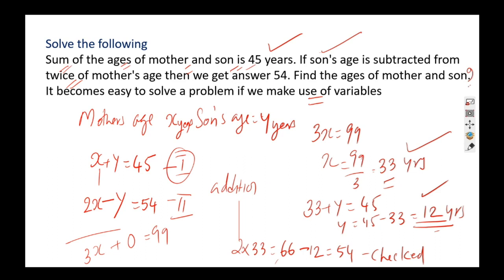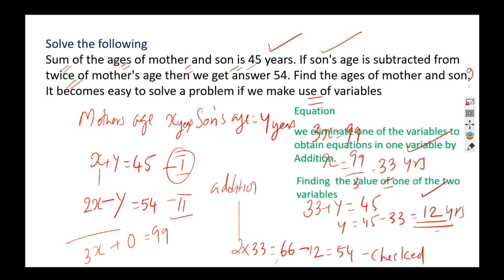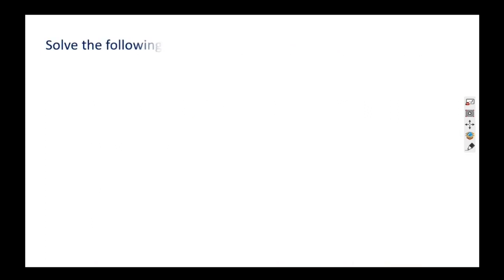Understood? You will pause here, try to understand again and again. Create equation, solve equation. Create an equation and we need to eliminate one of the variables, find the value of the other variable with the help of that, and substitute the value, solve it. These are the steps which I have already explained. Another situation.